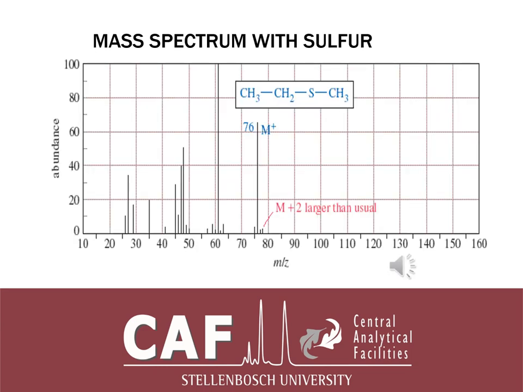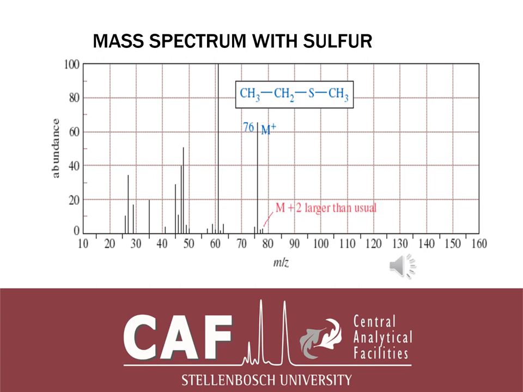If one looks at the mass spectrum of this molecule with a sulfur compound, with ethyl groups on the sulfur, you'll see the molecular weight is 73 for this whole molecule, after losing the hydride, of course. After that intense M plus peak, you'll see two small ticks on the right of that. That's where the M plus 2 is, which is larger than usual.